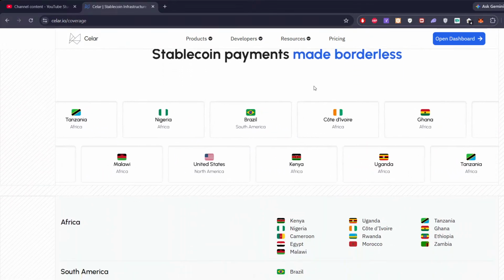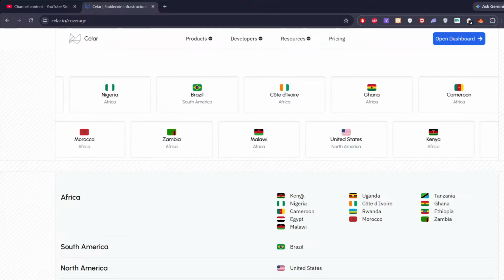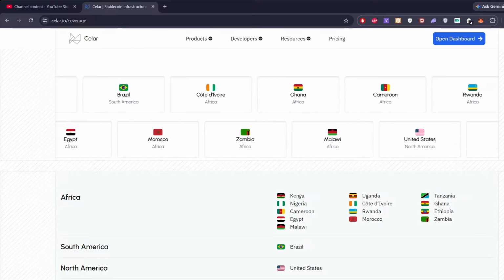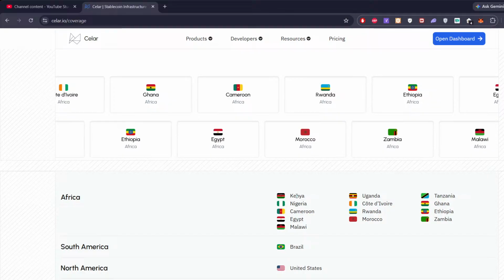Now you can go to our global coverage, and you'll see that we've integrated in quite a number of countries. In Africa, based on what you can see on our list, there are several.